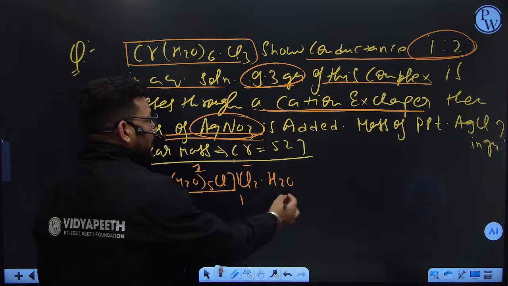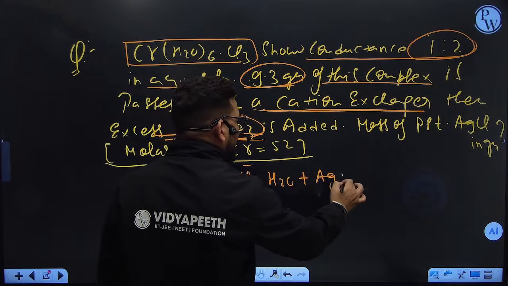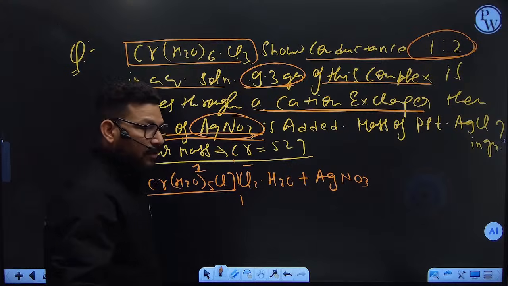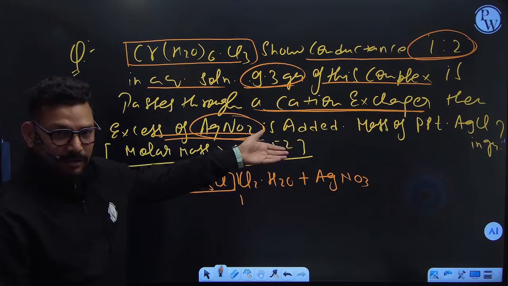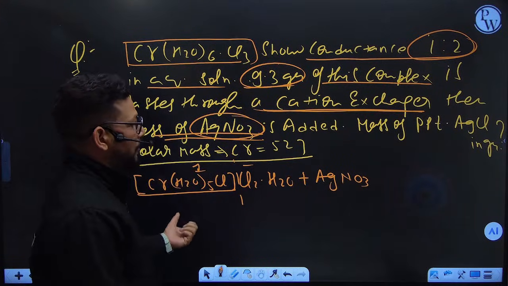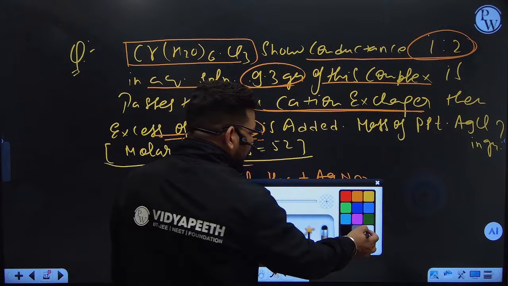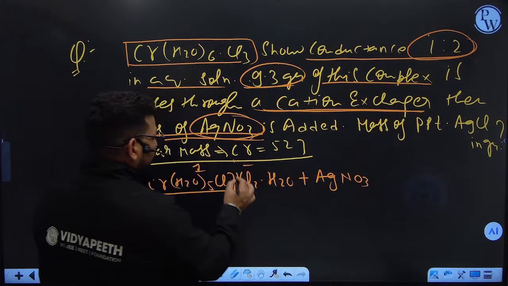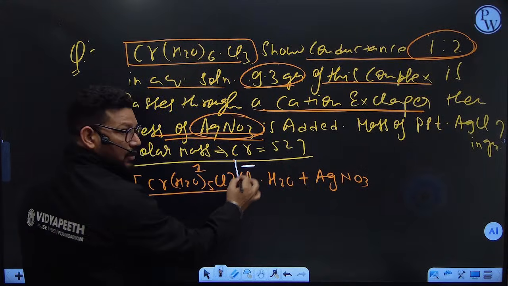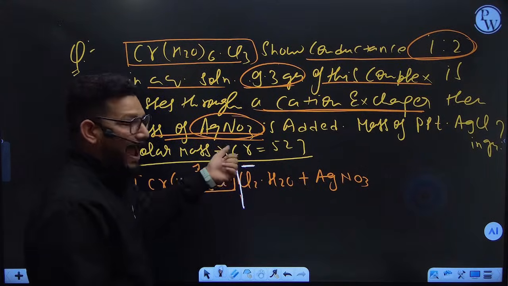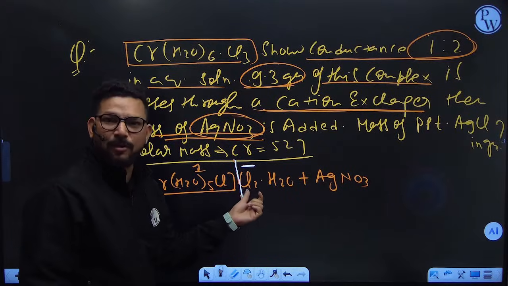Now when you are going to add this equation with the added amount of AgNO3, because they are saying AgNO3 is added, so when you are going to add this particular complex with the excess amount of the AgNO3, what will happen? All of you are aware. See, this is the minus charge, because this is the right side of the complex, it is going to ionize. This is called the primary valency of the complex.